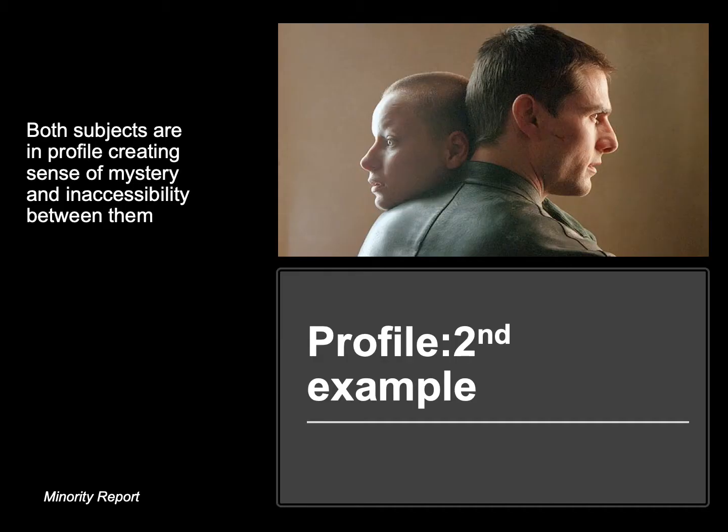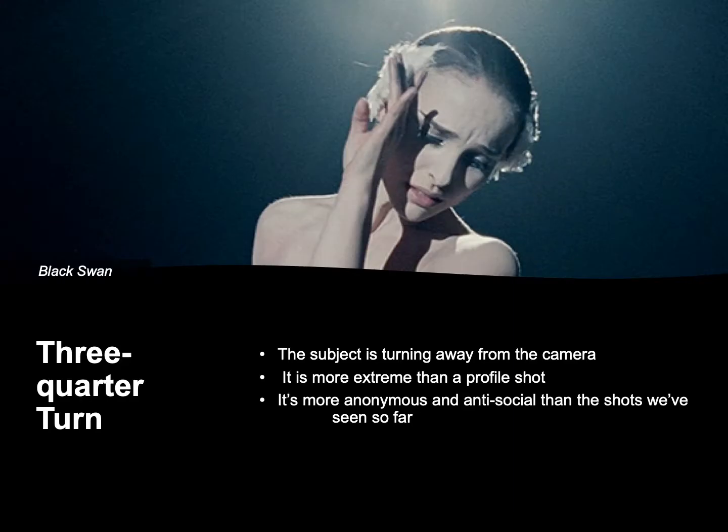Profile 2. Both subjects are in profile, creating a sense of mystery and inaccessibility between them. Three-quarter turn. The subject is turning away from the camera. It's more extreme than a profile shot. It's more anonymous and antisocial than the shots we've seen so far.